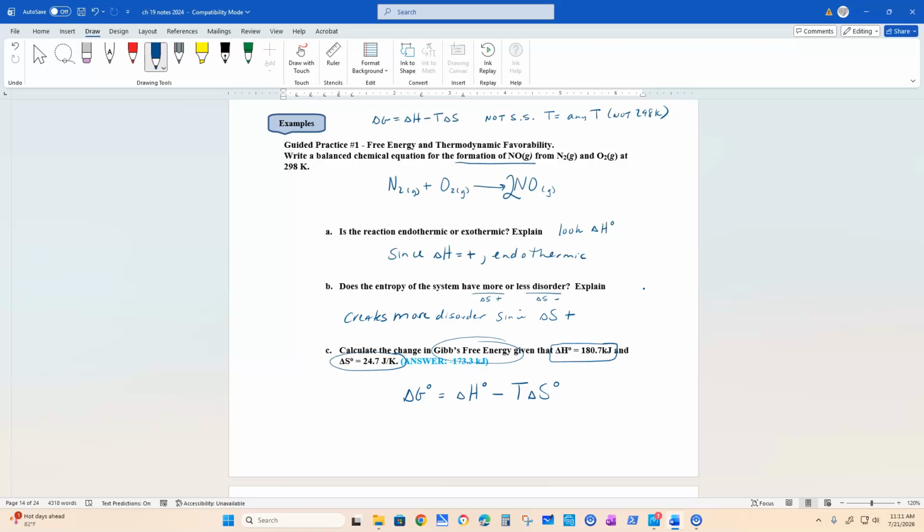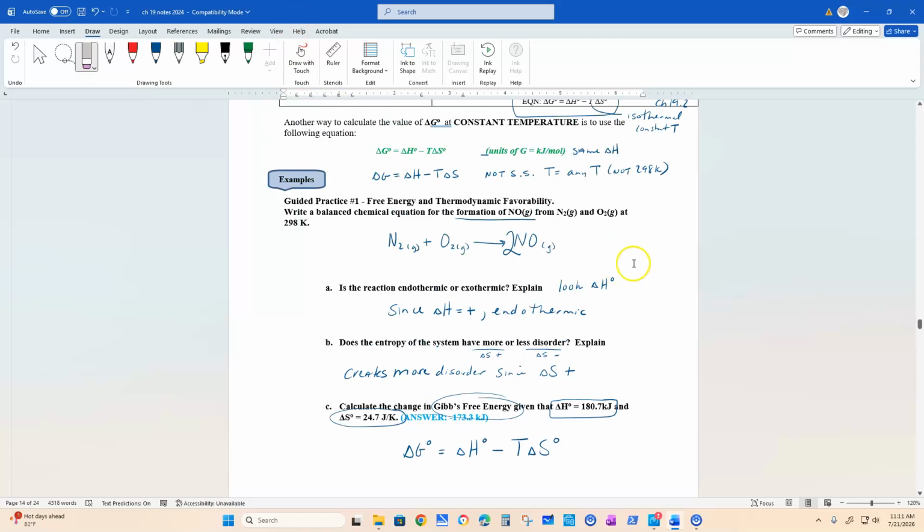Now, the next thing to beware of, and I'm going to put these notes up here, is units. They're not all the same units. Delta G is kilojoules per mole. Delta H is kilojoules per mole. But what do we know about delta S? It is joules per mole times Kelvin. Because temperature is in Kelvin, that's how they're going to cancel.